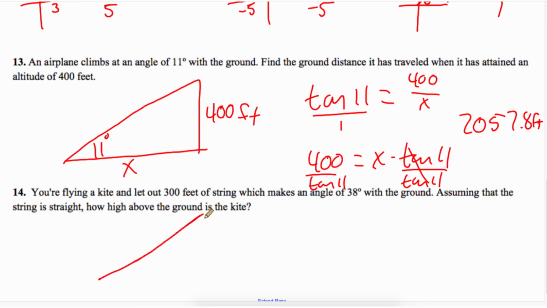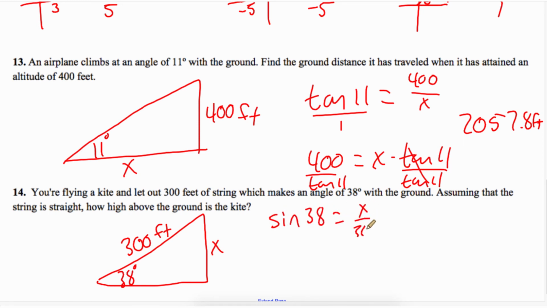So we're standing over here flying this kite. Again, we've got this right triangle look since we're doing trig stuff. We let out 300 feet of string, so this diagonal piece is going to represent our 300 feet. It says we've got an angle of 38 degrees with the ground, and then we want to find out how high above the ground the kite is. So we're looking for this vertical side. So again, if we start setting up an equation, we've got the opposite side and the hypotenuse, which means this has to be a sine equation. So sine of 38 equals x over 300.